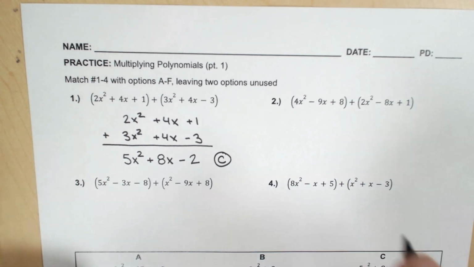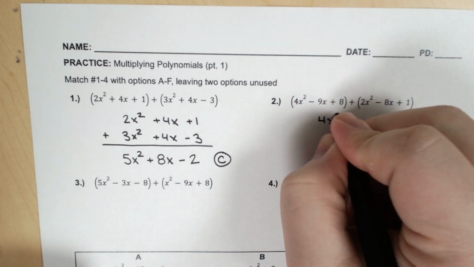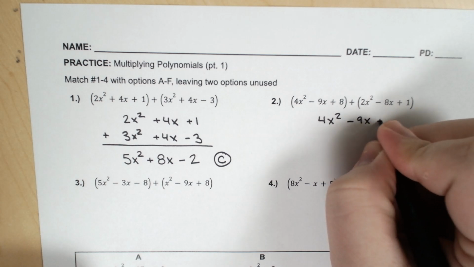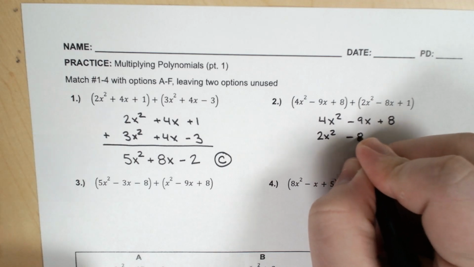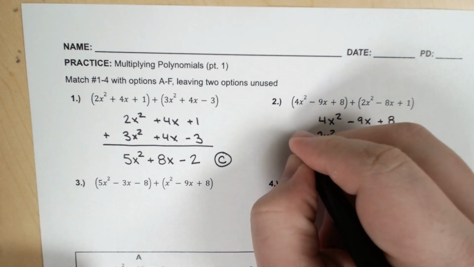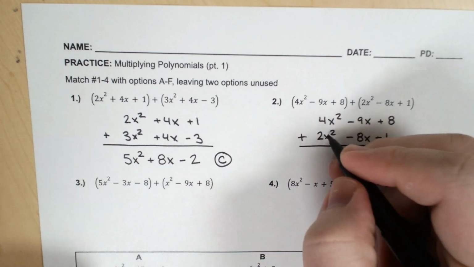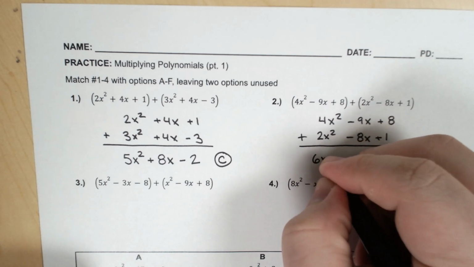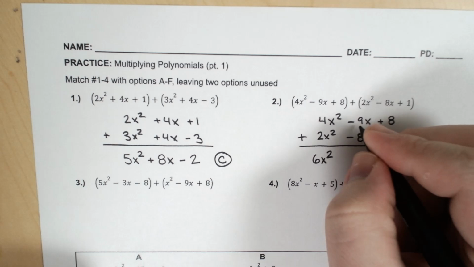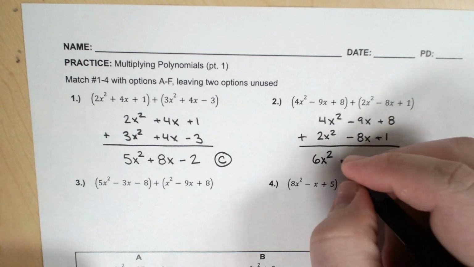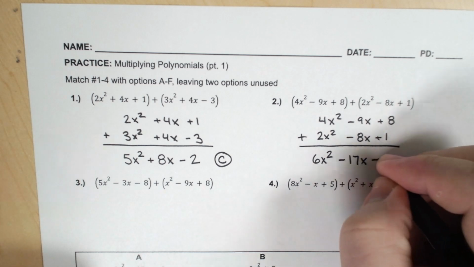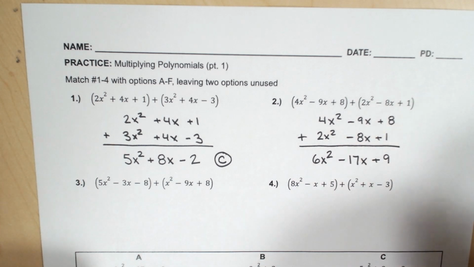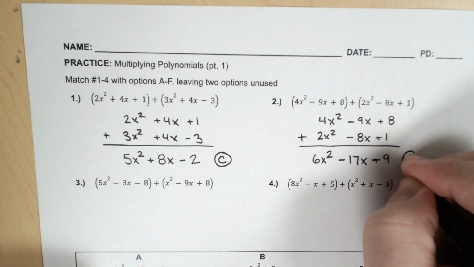Number 2, we've got 4x squared minus 9x plus 8 and 2x squared minus 8x plus 1 that we're adding together. 4x squared and 2x squared add to 6x squared. Negative 9x and negative 8x add to negative 17x. 8 and 1 add to 9. So your answer is 6x squared minus 17x plus 9. That is A.